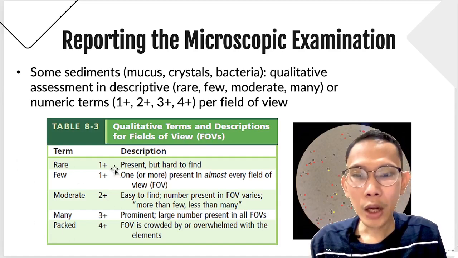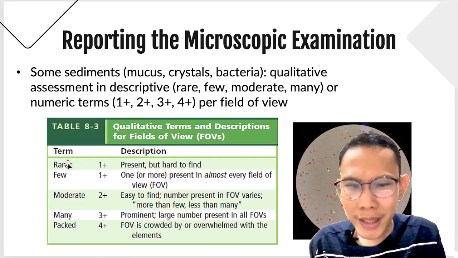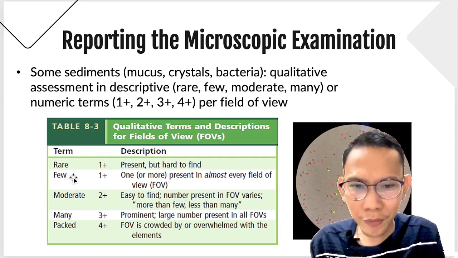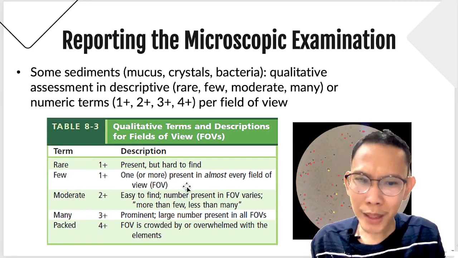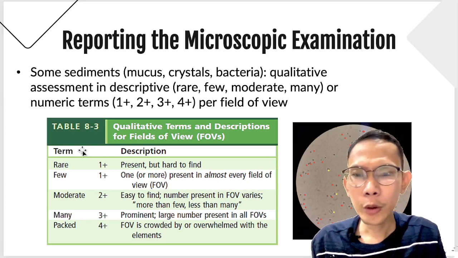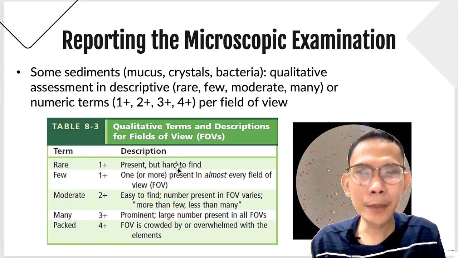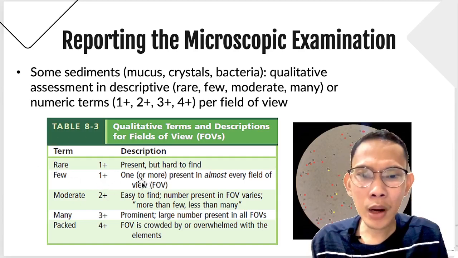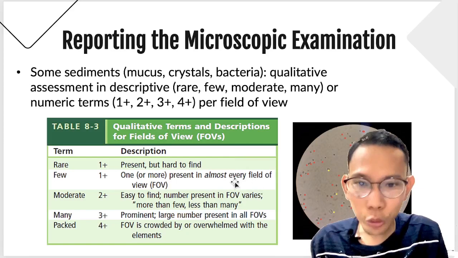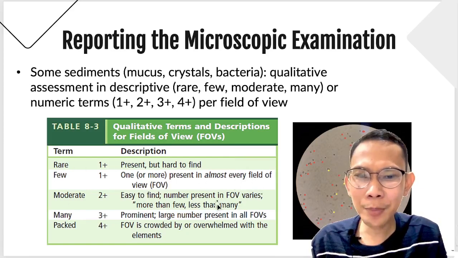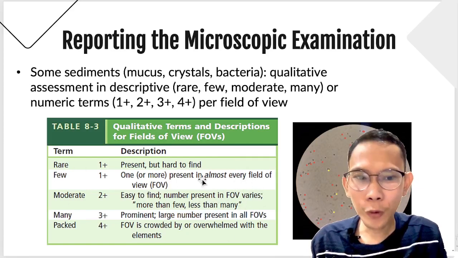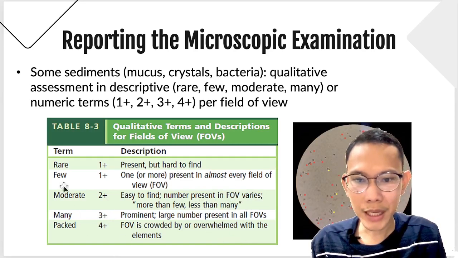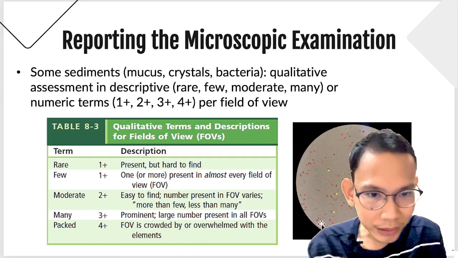Okay? So I want you to somehow memorize this. You have no choice but to memorize what it means when it's few. Rare: present, but hard to find. There may be just one, but in other fields, none is seen. Few: there may be one or two in almost every field, but not all fields. Moderate: easy to find, you really see some in all fields. Many: prominent, a large number in all fields of view. And packed: really crowded.